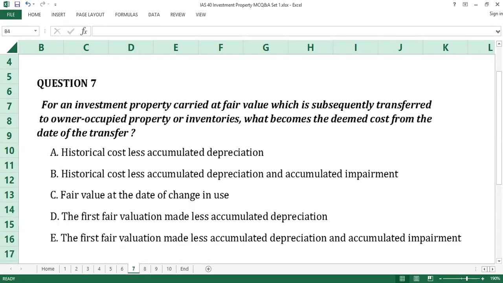Question number 7. The answer to question number 7 is C, fair value at the date of change in use. The deemed cost of investment property carried at fair value that is transferred to unoccupied property or inventories is the fair value at the date of change in use. This serves as the opening balance for reporting in line with IAS 16 property, plant, and equipment, or IAS 2 inventories. C is the answer to question number 7.